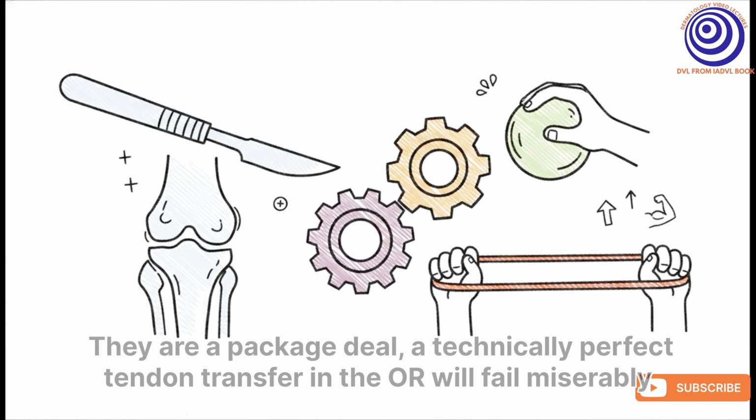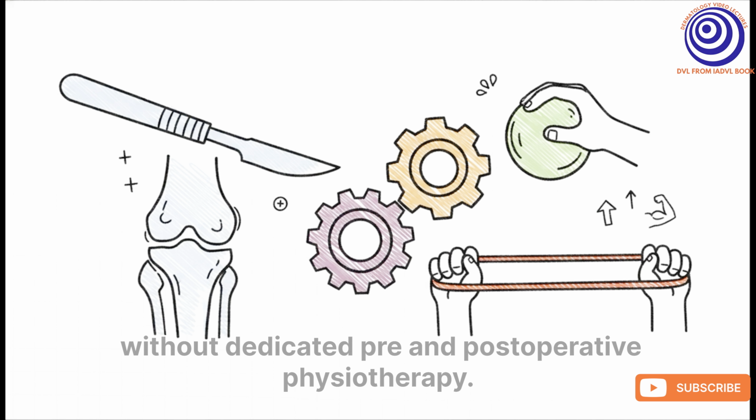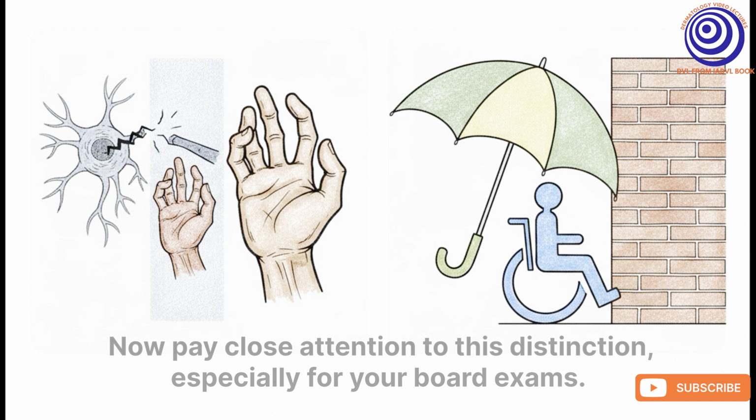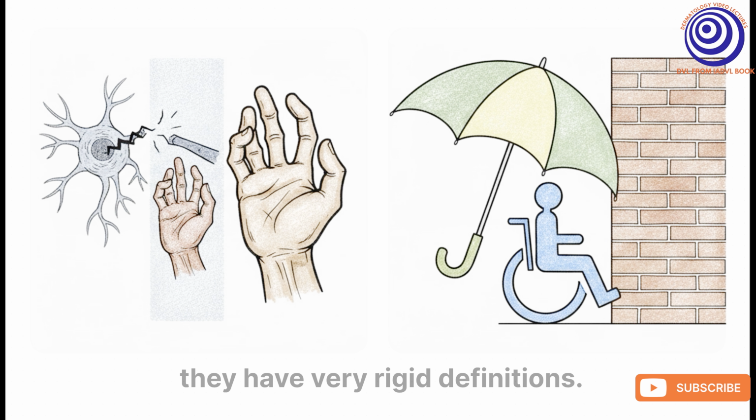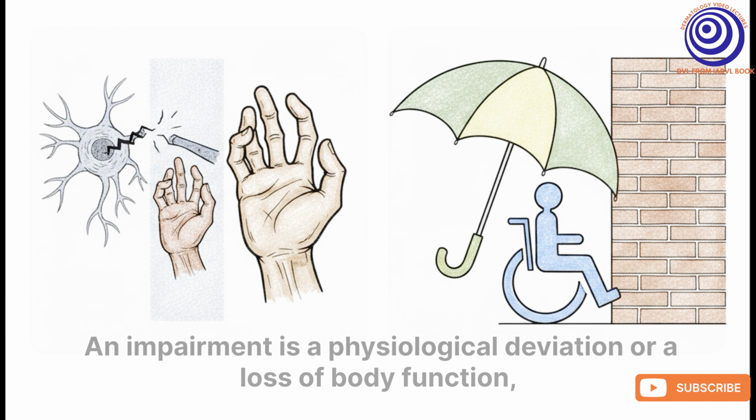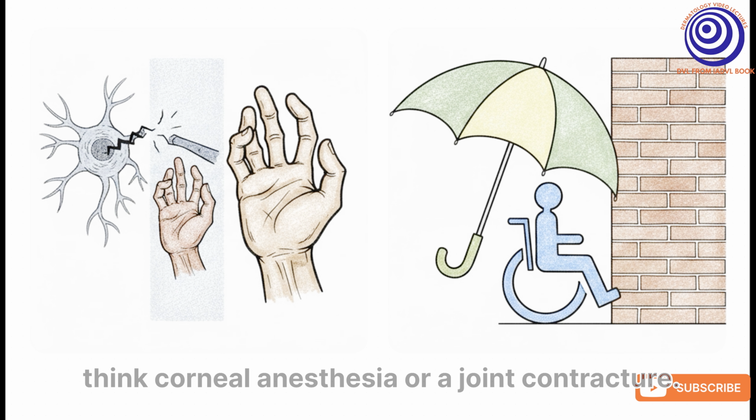A technically perfect tendon transfer in the OR will fail miserably without dedicated pre- and post-operative physiotherapy. Now pay close attention to this distinction, especially for your board exams. These terms get tossed around interchangeably in casual conversation, but in our field they have very rigid definitions. An impairment is a physiological deviation or a loss of body function. Think corneal anesthesia or a joint contracture.